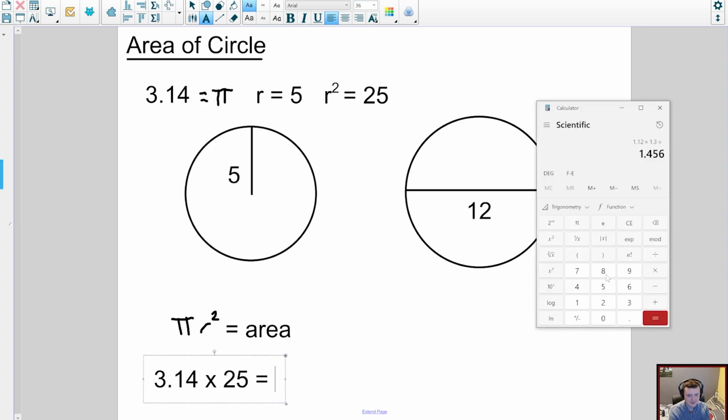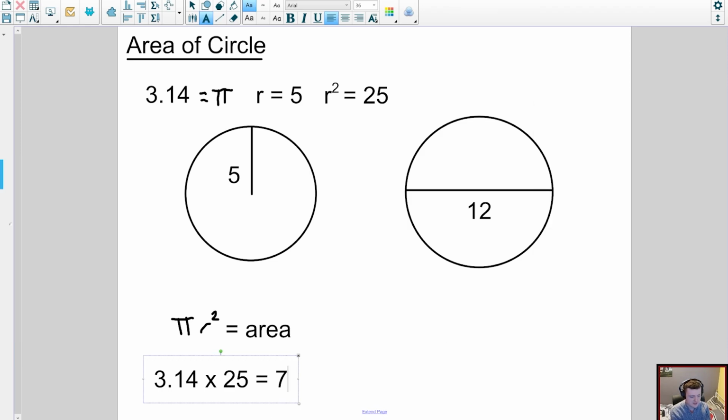So if we go on our calculator again, and as soon as we see circles, we know we're probably going to be using a calculator, is 78.5. And so our answer is 78.5. This is going to be centimeters again, squared. Okay, all areas are going to be squared.